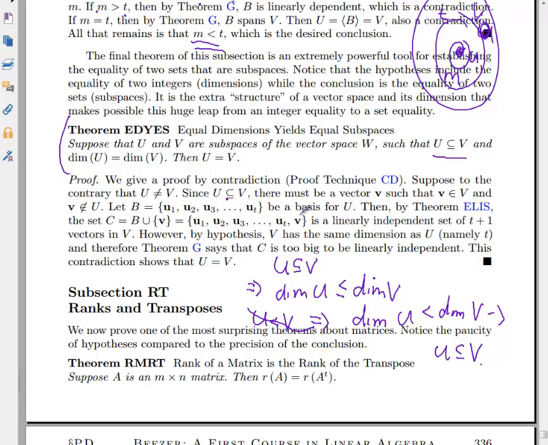Then we know that since this vector v is not in U, we have a linearly independent set consisting of these T vectors in B and this vector v. That gives us T plus 1 linearly independent vectors. But V has the same dimension as U, so there are too many linearly independent vectors in V. That's not possible. So if U is a subspace of V and has the same dimension, you can't find a vector between U and V, because if you could, it would show that V has a larger dimension than U. So that's a very handy theorem.